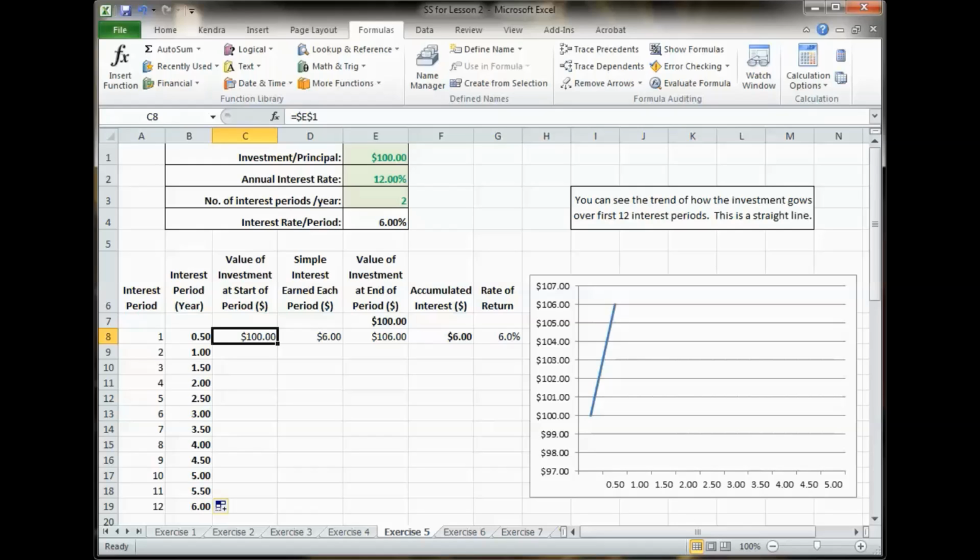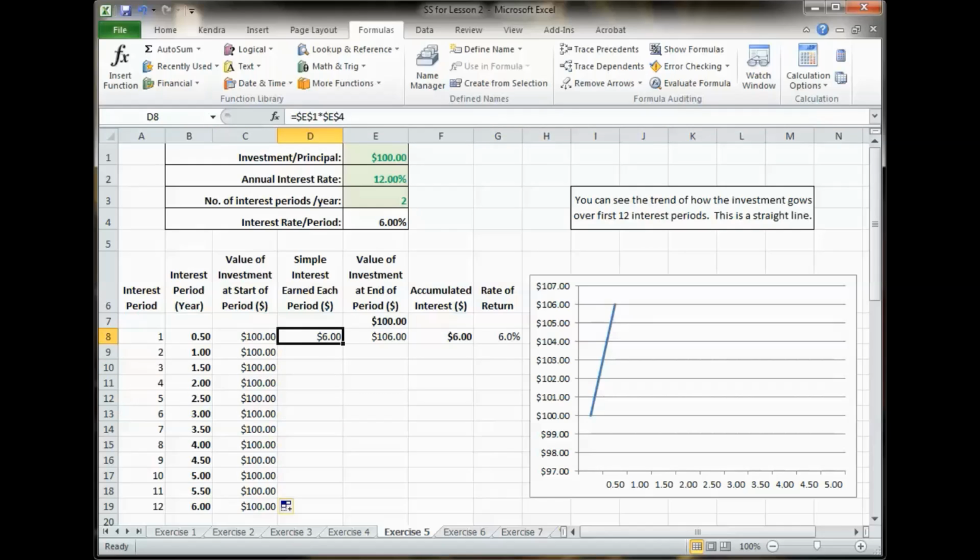The same with the next one. I want the value of the interest, since it's simple interest and we're always just making interest on the principal, our value is always going to be E1. So when I fill that down, it's going to always be E1. It's locked. Those dollar signs lock it.